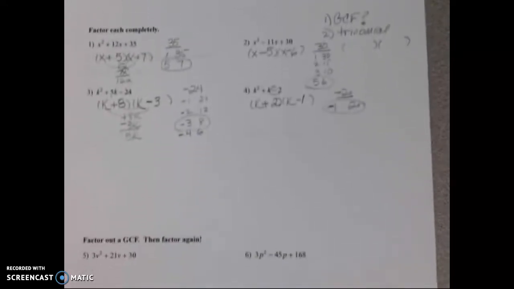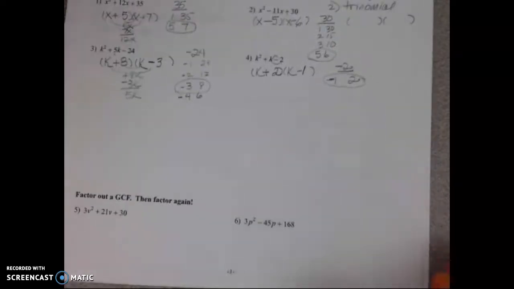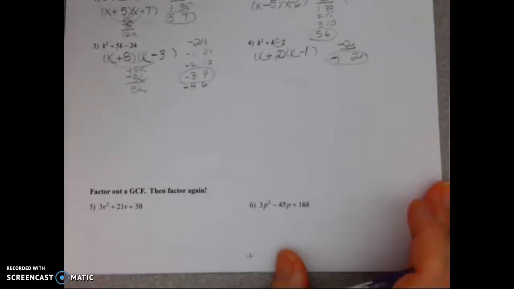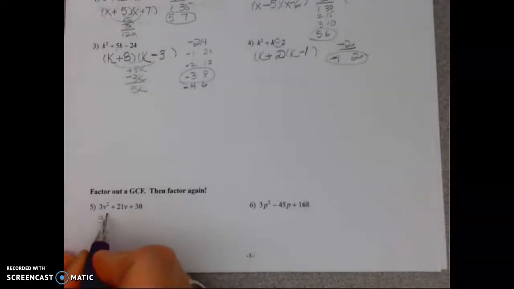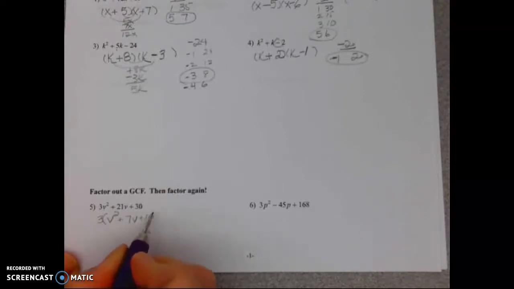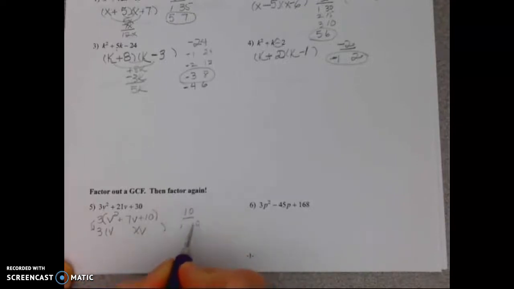Okay, we're going to add a step. For these, the directions say factor out a GCF and then factor again. Well, you guys, let's factor the GCF first. 3, 21, and 30 are all divisible by 3. When you factor out a 3, you get v squared plus 7v plus 10. Oh my gosh, I know how to factor these. We just did 4 of them above. Don't forget to bring the 3 down. Factors of 10 are 1 and 10, 2 and 5. We need them to add to 7. Oh, there it is.